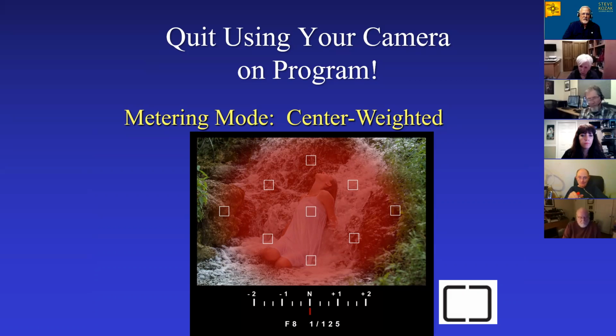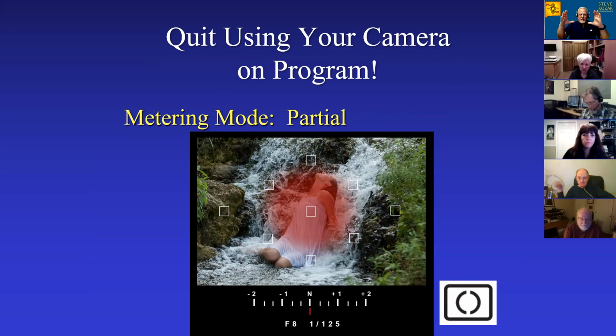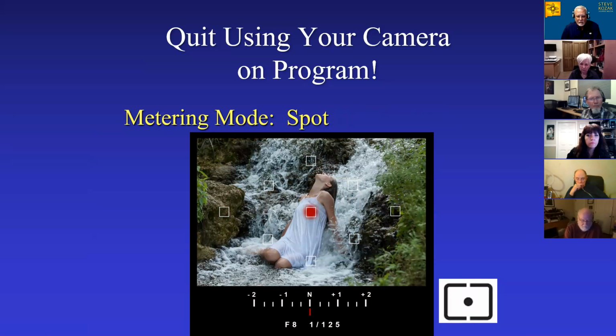The next mode is partial metering mode. And as you can see, that area of determination is getting smaller and smaller and smaller until finally we get to spot metering mode. And there's a lot of folks who recognize the value of spot metering. And I think if you're going to use any of the metering modes, spot metering is probably your best bet, because again, you can set your exposure on your primary center of interest and not include all the other peripheral elements that the camera would take into account.